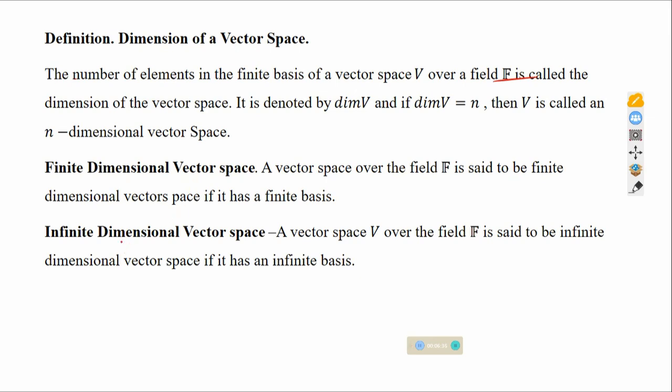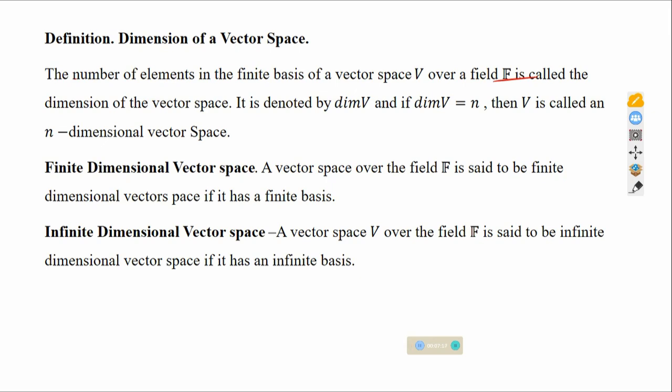However, we shall say the vector space is infinite dimensional if it has an infinite basis, meaning that the elements within the basis set cannot be counted. So the vector space whose basis has an infinite number of elements, we shall call an infinite dimensional vector space. So these are the two different types of dimensional vector spaces: finite and infinite.